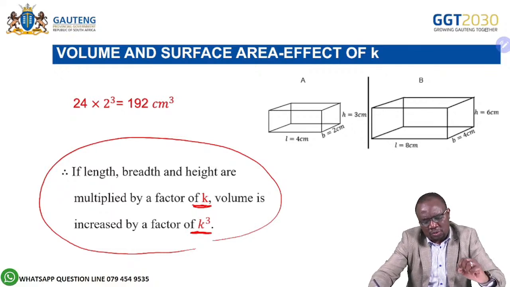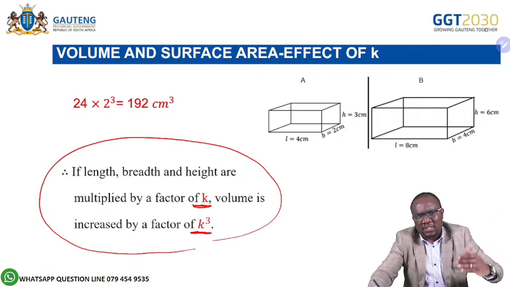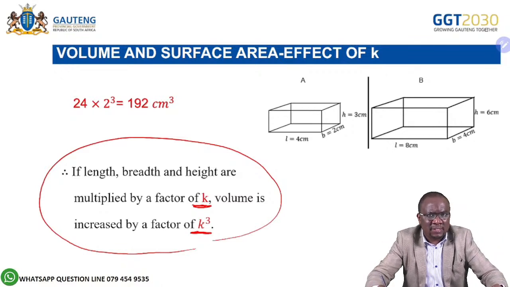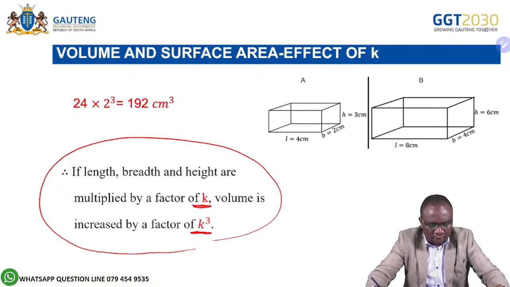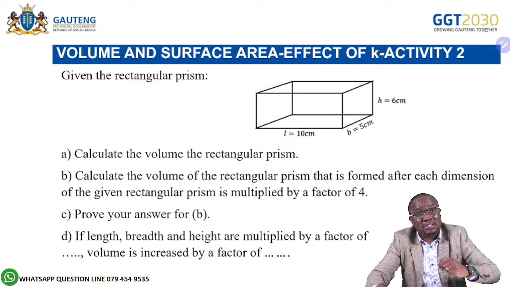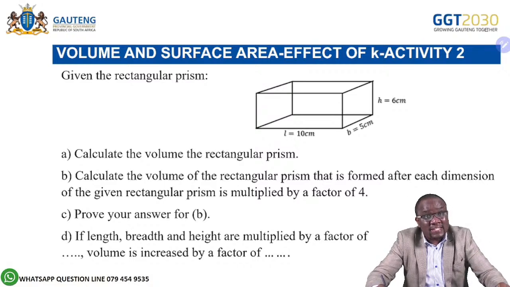Now, I want us to use this. I'm going to give you all the questions A, B, C, D, and then I'll give you 5 minutes to answer everything because it's just the same as what we did with surface area. Okay, right. Now, using this, let's answer these 4 questions. Calculate the volume of the rectangular prism, and then calculate the volume of the rectangular prism that is formed after each dimension of the given rectangular prism is multiplied by a factor of 4. I want us to use the statement that you just copied and then prove your answer for B.